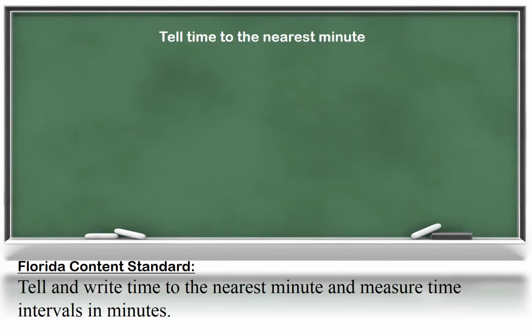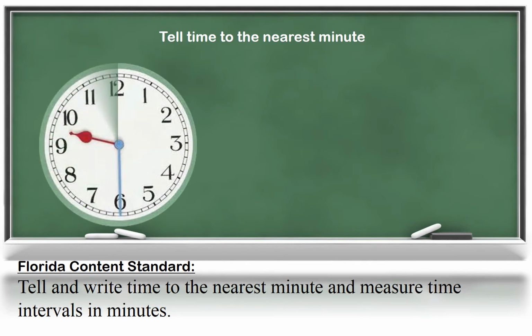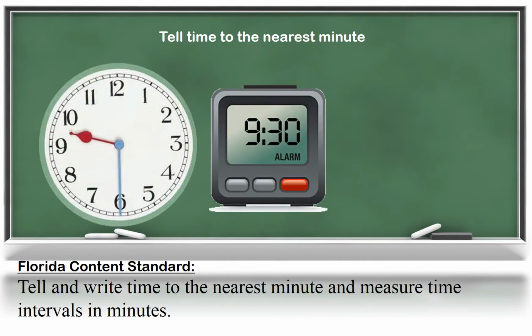Children will also continue their work with time measurement from first and second grade. In third grade, a learning goal is for children to be able to tell and write time to the nearest minute using both analog and digital clocks. They may also connect their knowledge of fractions to a clock.